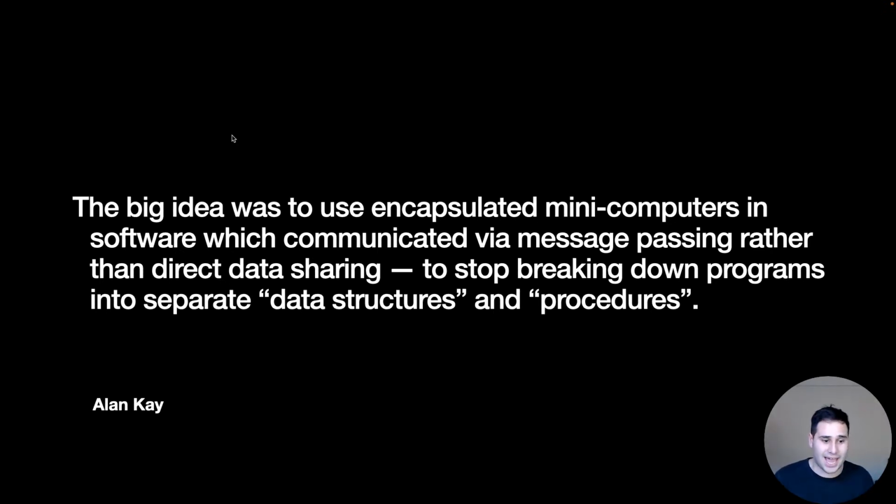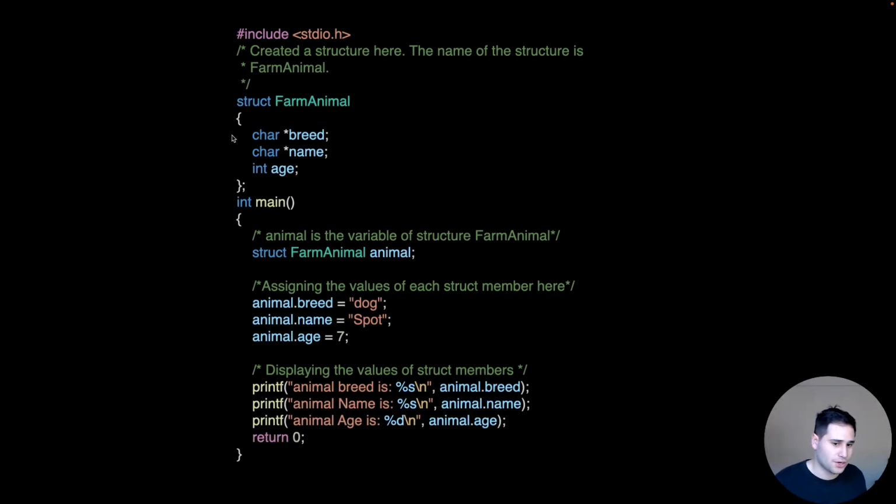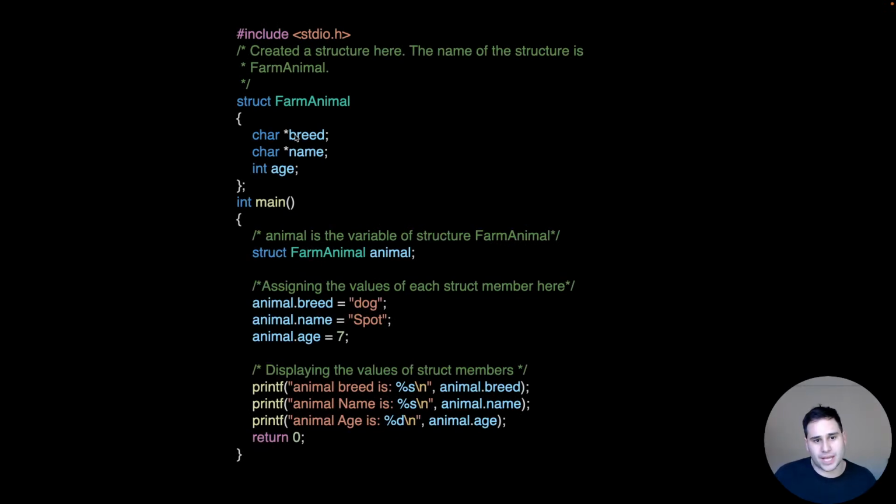So this is Alan Kay talking about what he actually had in mind, right? The big idea was to use encapsulated mini computers in software, which communicated via messages rather than direct data sharing, to stop breaking down programs into separate data structures and procedures. So if we look back at this C code, Alan was making the point that it doesn't scale to have a single program with, here's a struct with a farm animal. It's got a breed, a name, and an age.